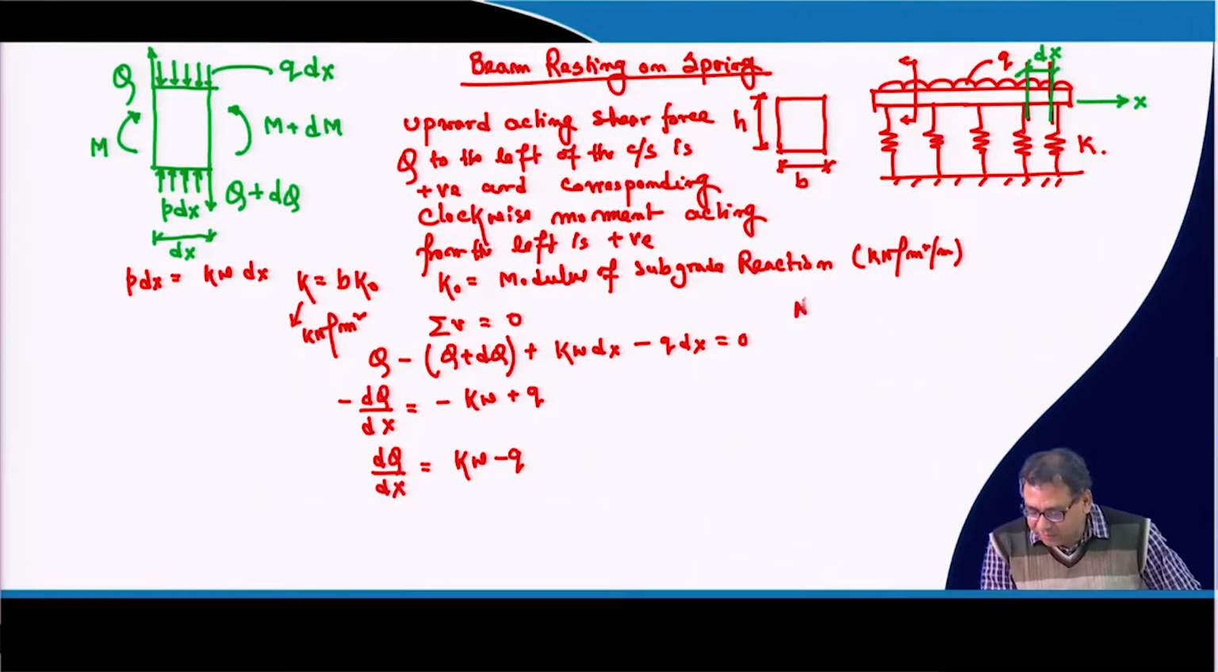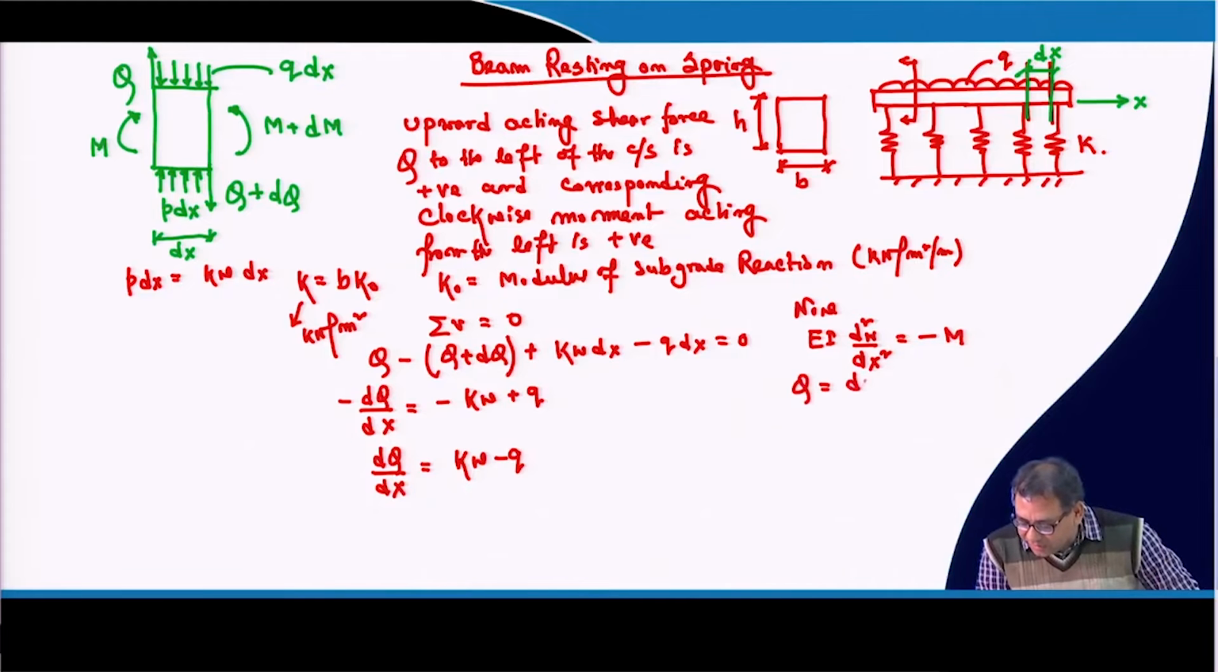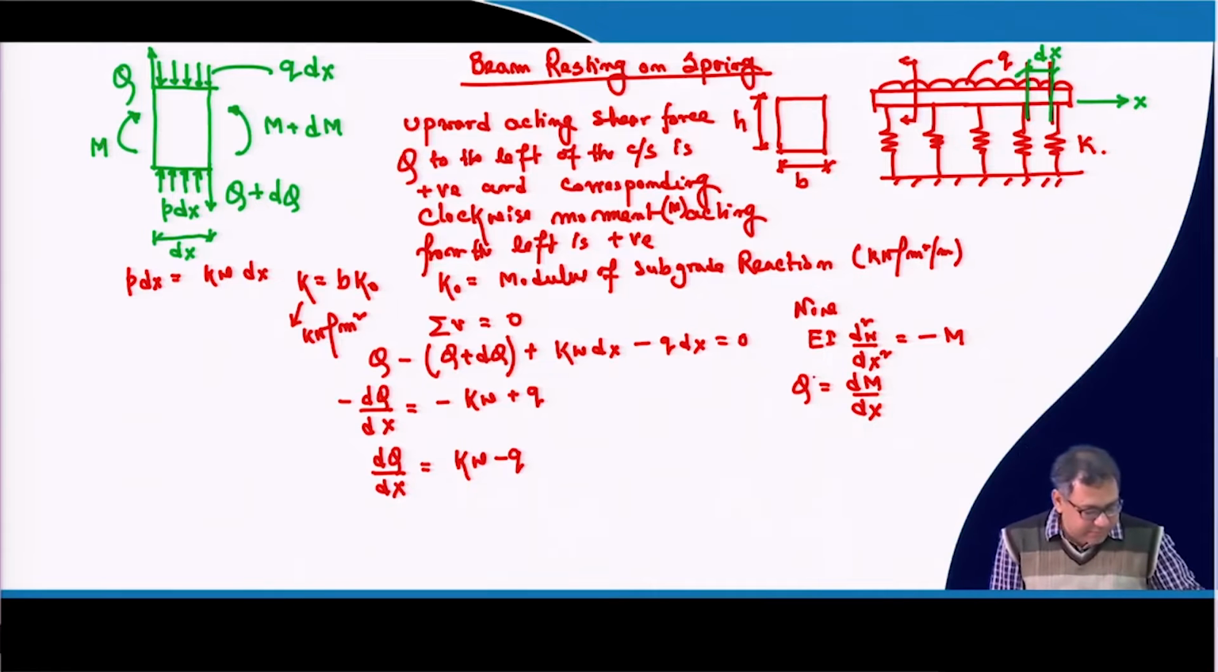Okay, so now EI d square w dx square is written as minus m, and q is equal to dm by dx, where m is the bending moment and q is the shear force. Okay, q is the shear force and the bending moment is m. So this shear force is dm by dx.